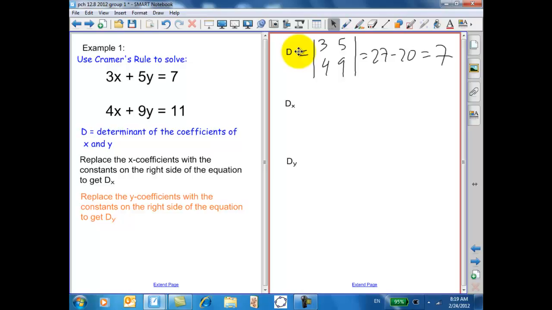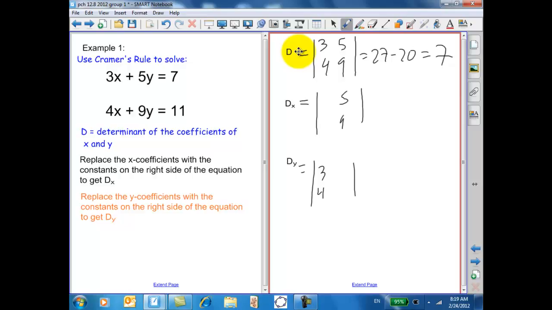Now, we actually make a copy of D again for both of these. If you're using pen, this doesn't work out so well. If you're using pencil, it works out great. With D sub x, you erase this x column, and with D sub y, you're going to erase the y column. This is a standard technique no matter what size your system of equations is, 2x2, 3x3, or 4x4.